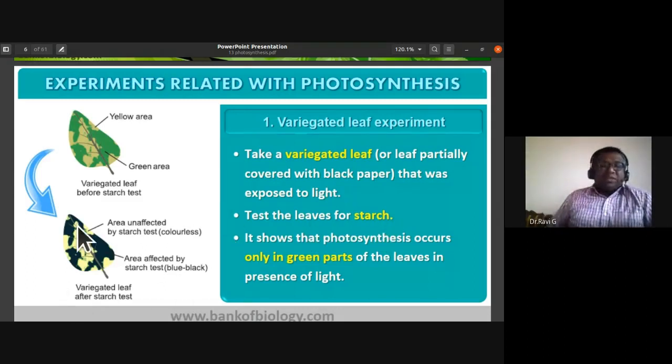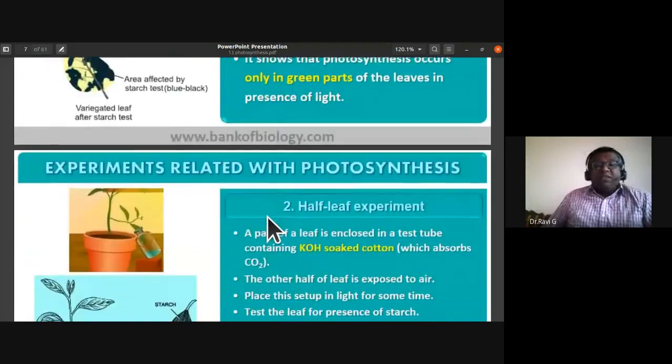When you do this iodine test, you find that the starch would be synthesized only in the green parts of the plant. So that is where the iodine test reaction will work. It shows that photosynthesis occurs only in green parts of the plants and in presence of light. So this is the variegated leaf experiment.